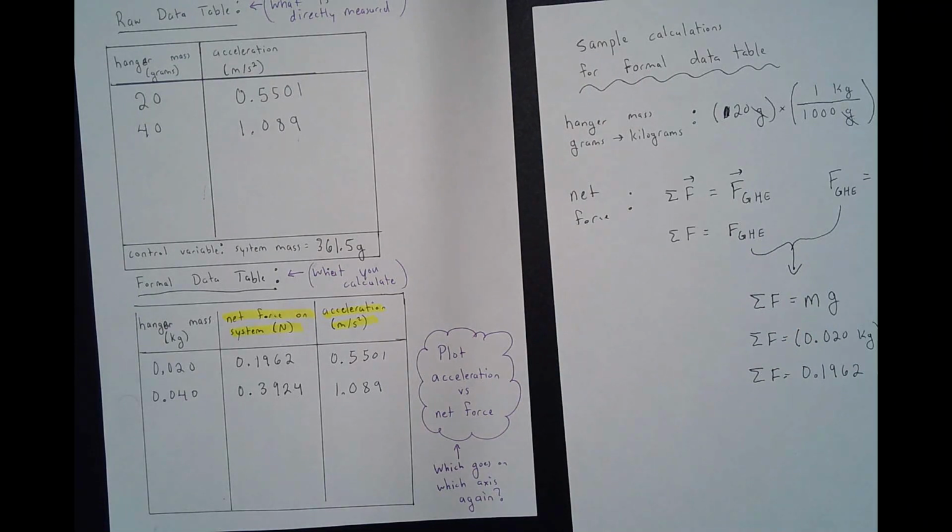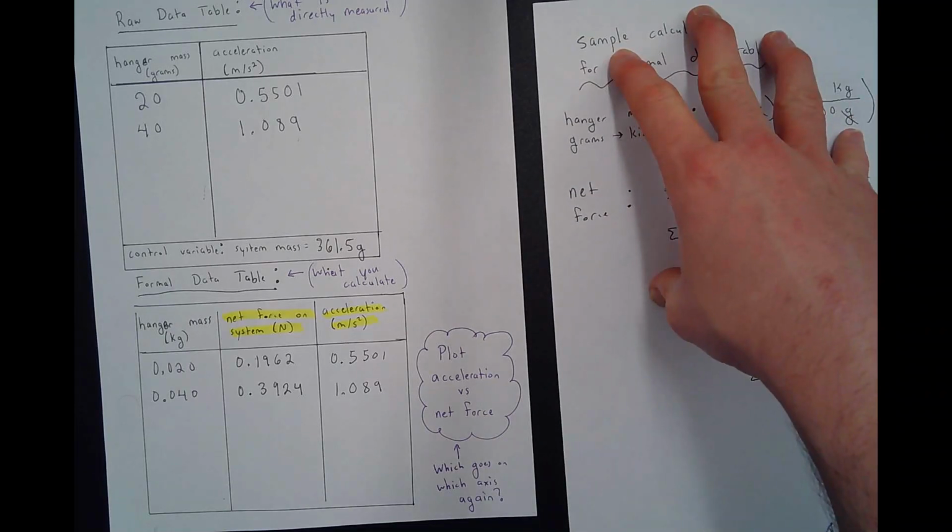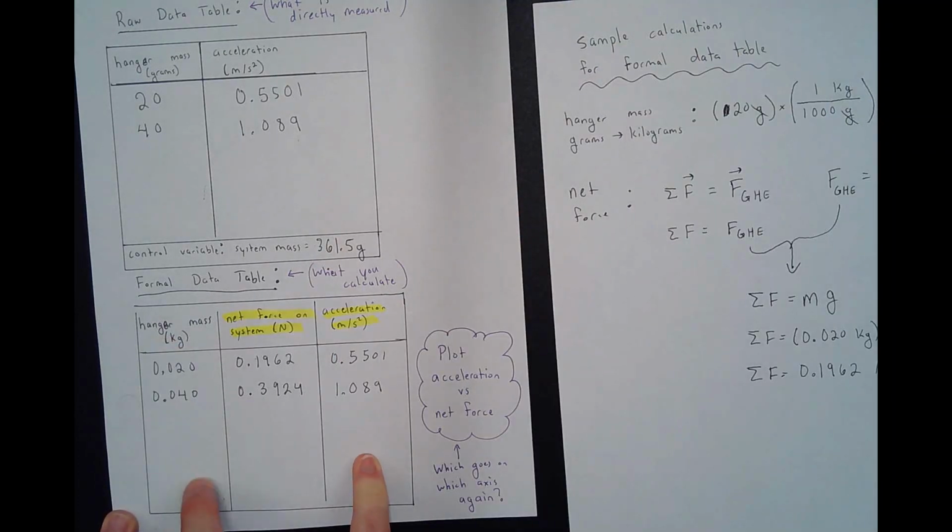So there we go. There's how we're going to create our formal data table from our raw data. You're going to show sample calculations like this. You're going to fill in your formal data table, and in the end, you'll get the 2 columns that you need to make your plot.